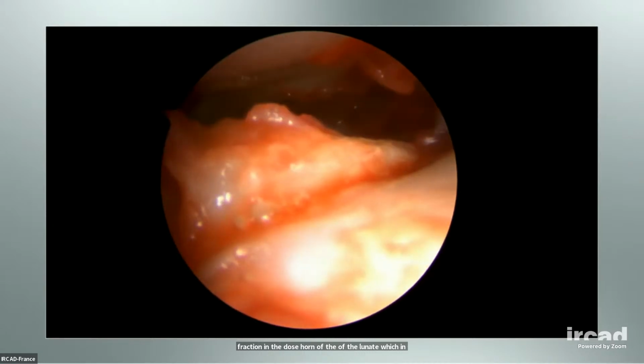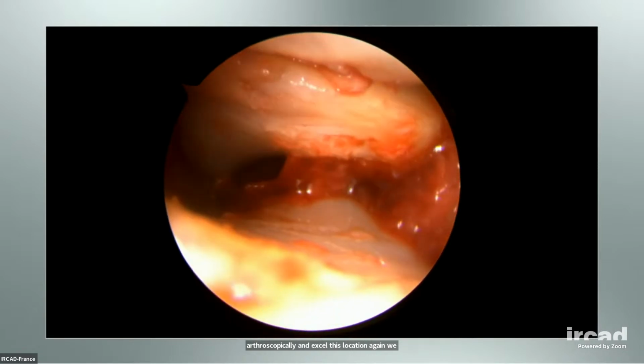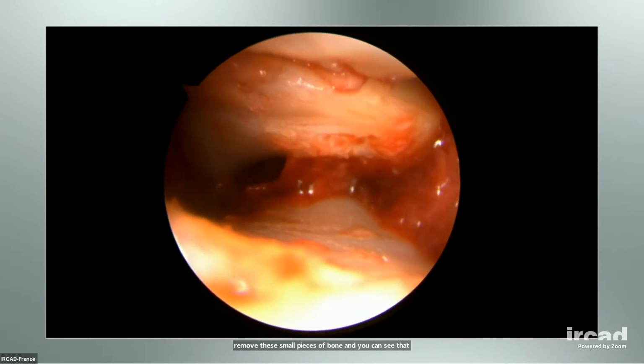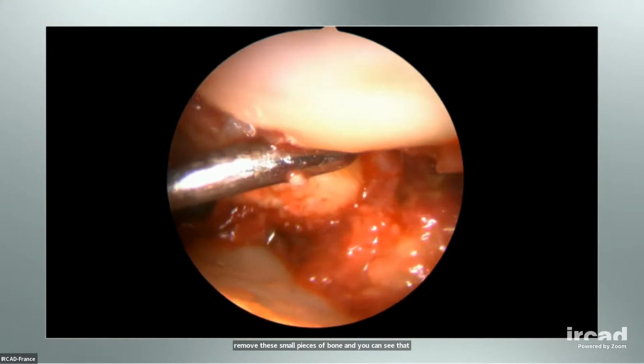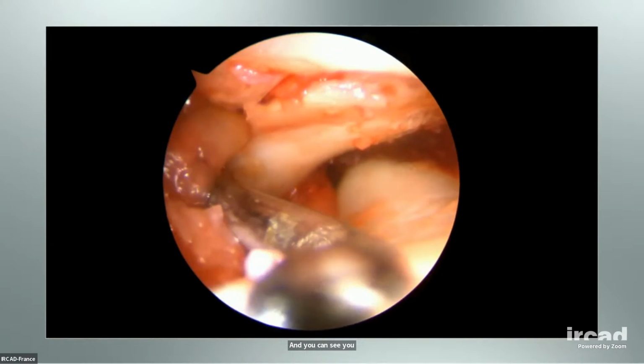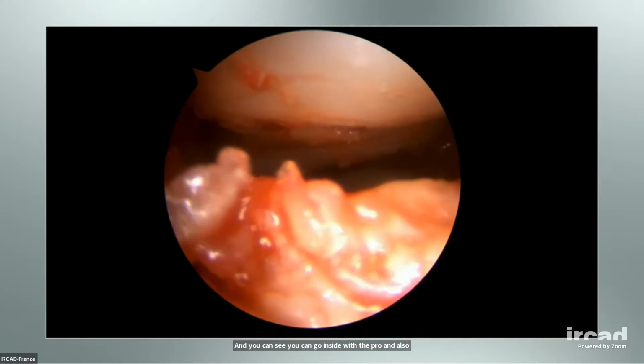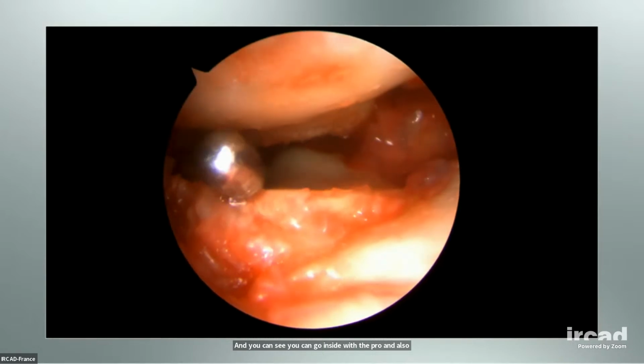Again, we remove these small pieces of bone, and you can see the hamate with the capitate with this motion. We never see this, sorry. And you can see you can go inside with the probe, and also a lunotriquetral injury along with the fracture. So really a complex injury.